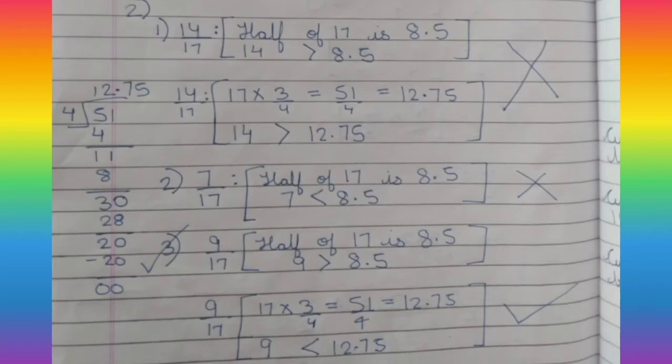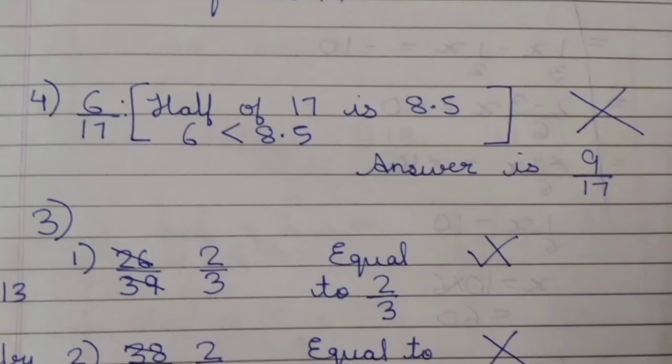Now the third option, 9 by 17. Half of 17 is 8.5. 9 is greater than 8.5. So this whole fraction is greater than half. In the 3 by 4th method, 3 by 4th of 17 is 51 by 4, that is 12.75, and 9 is smaller than 12.75. So yes, this is the answer. Fourth option, 6 by 17, half of 17 is 8.5, 6 is smaller than 8.5. So this can't be the answer because we want the fraction greater than half. So our only option that satisfies greater than half but smaller than 3 by 4 is our third option, 9 by 17. Here we complete our part 1.